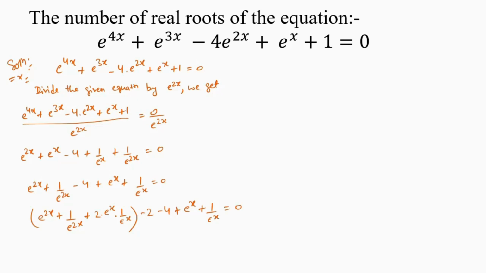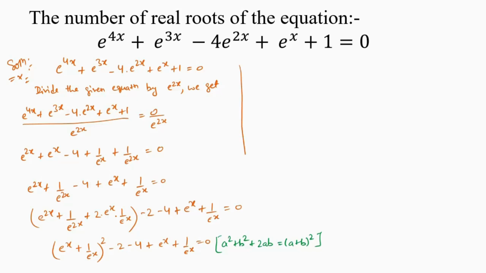Now if we look at this part, this is (e raised to the power x plus 1 over e raised to the power x) whole squared, and remaining we have minus 2 minus 4 plus e raised to the power x plus 1 over e raised to the power x equals 0, because we know a square plus b square plus 2ab is equal to (a plus b) whole squared.